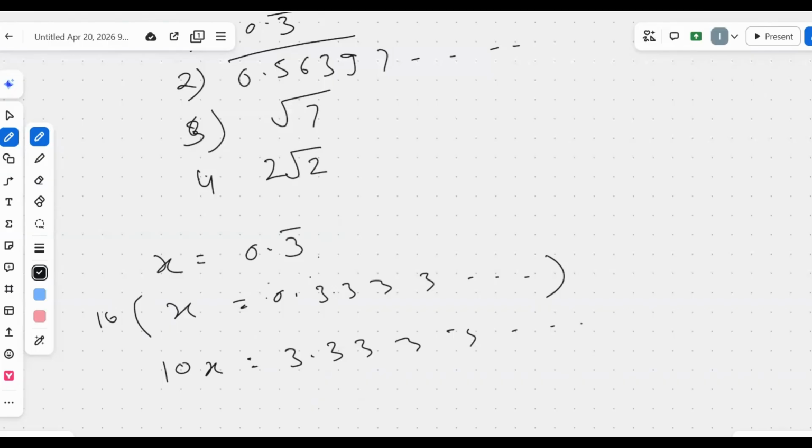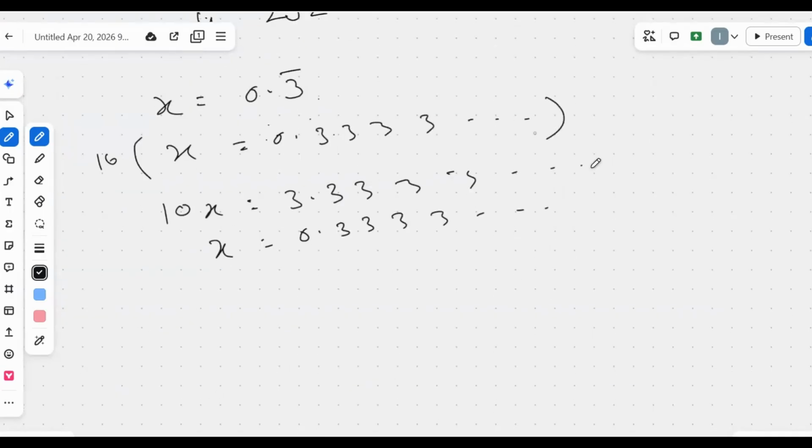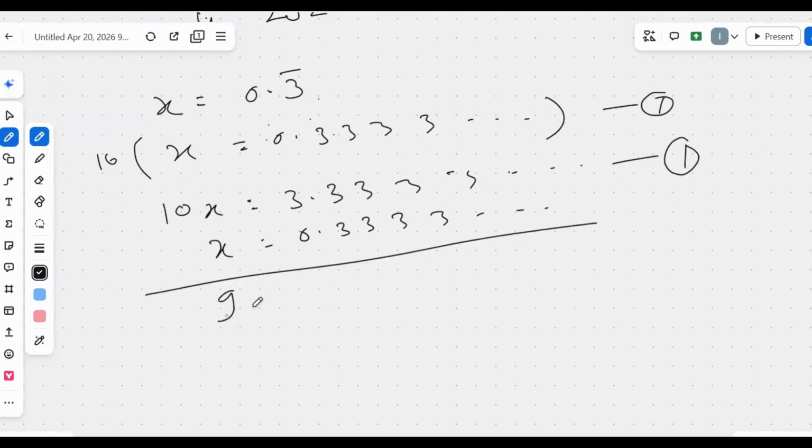First, what I wrote earlier, x was equal to 0.33333. Now I'll subtract. If I consider this as equation 2 and this as equation 1, subtracting gives 9x is equal to 3 only. Can anyone tell me why 3 only? Because the recurring part from 3.333 is removed.